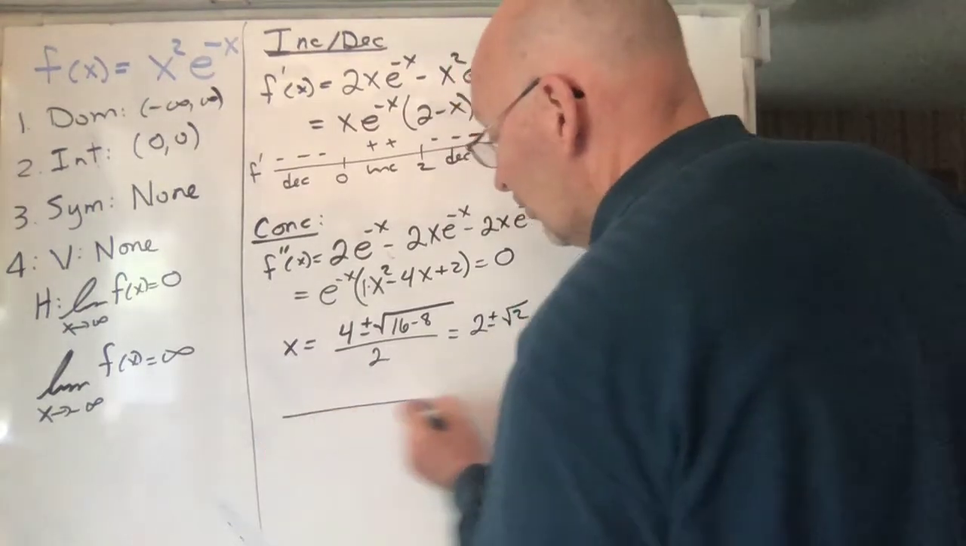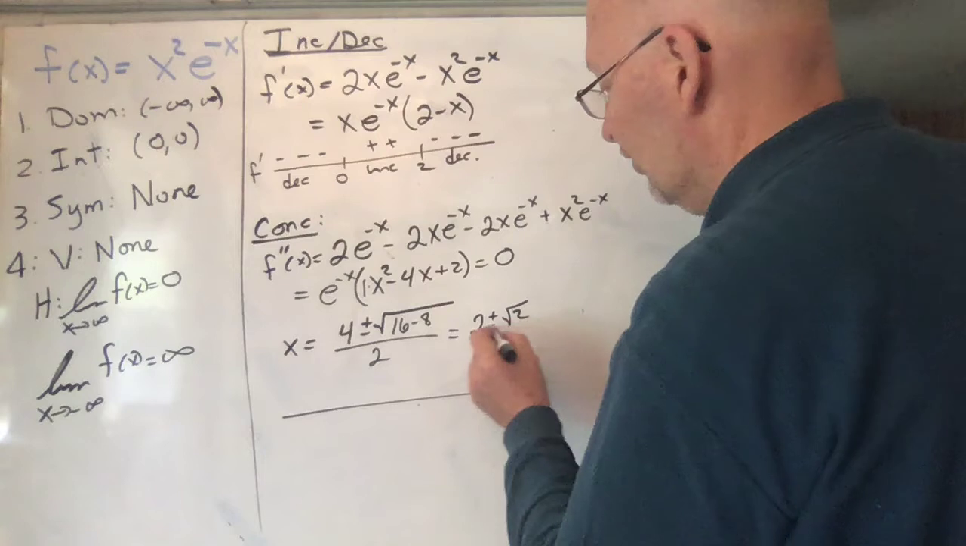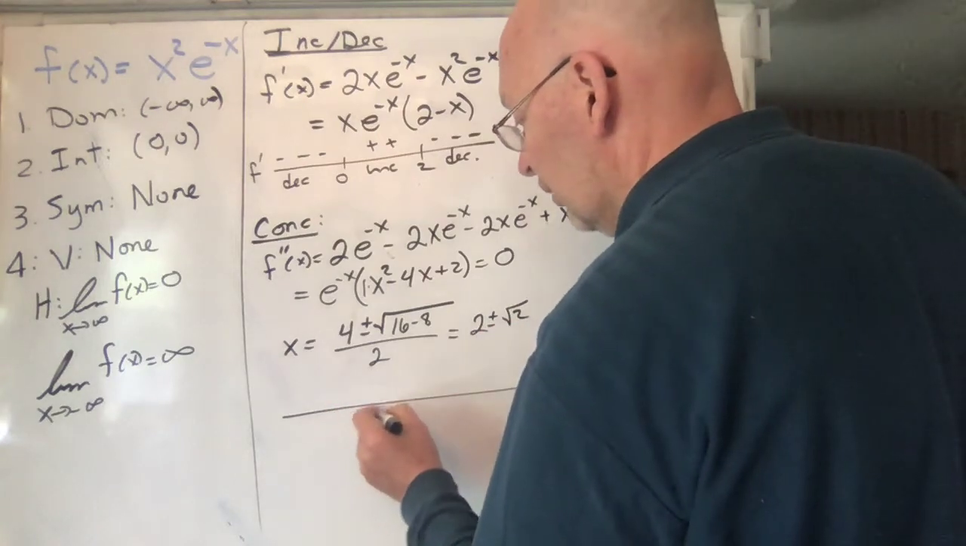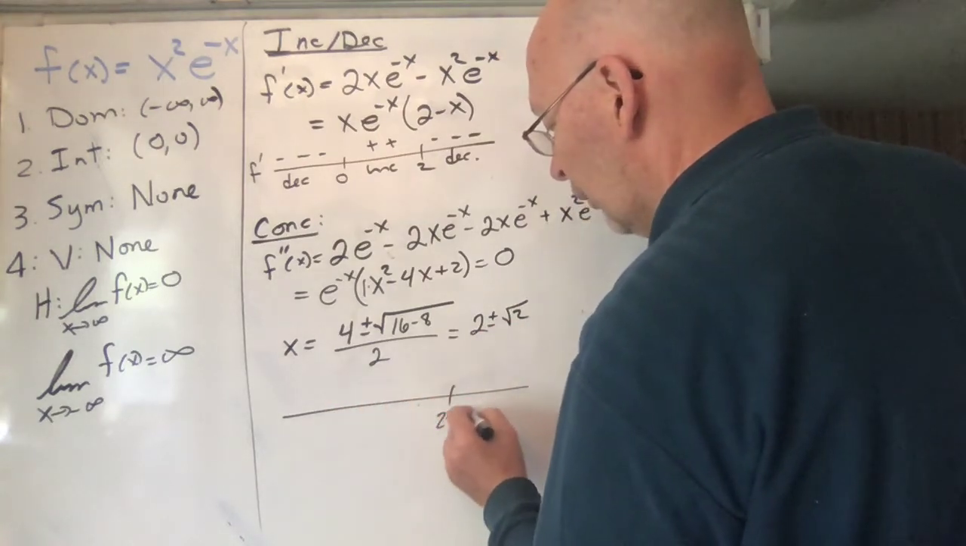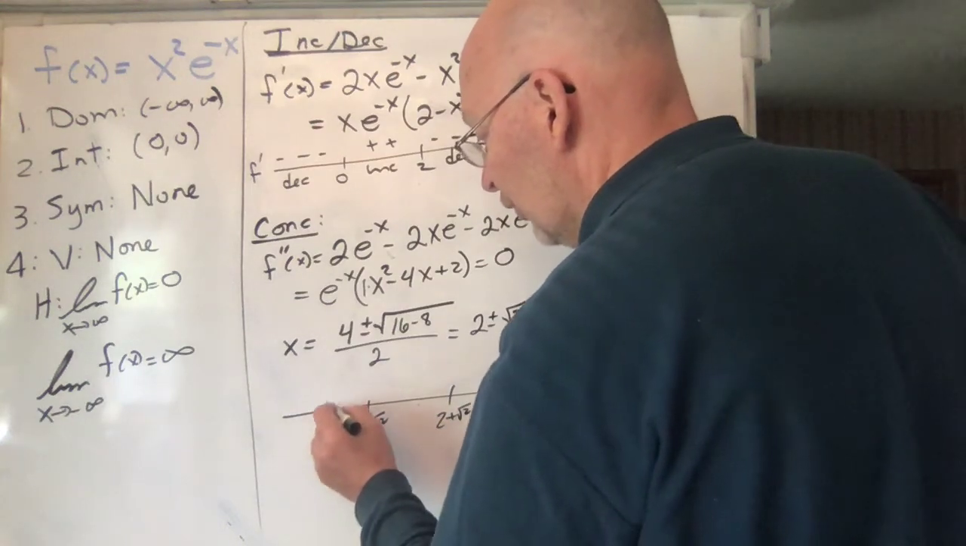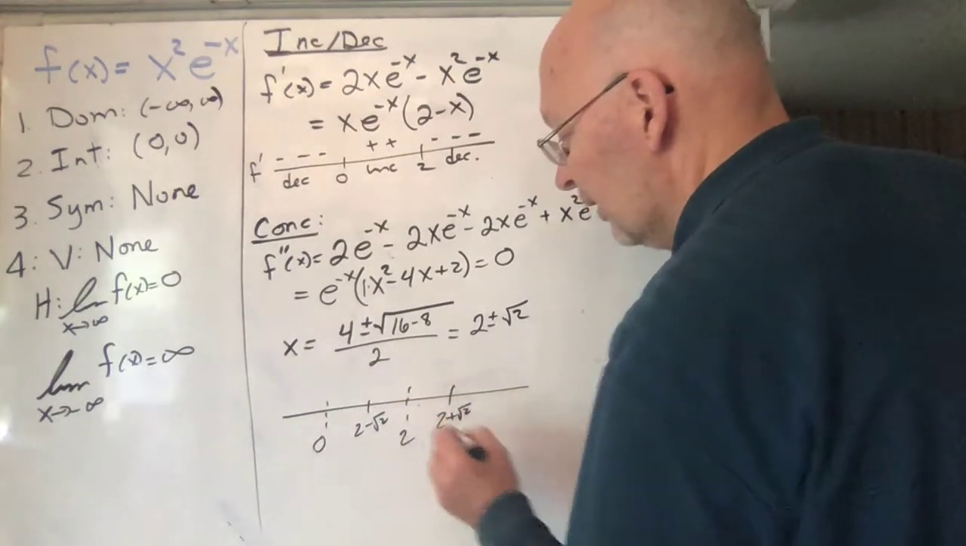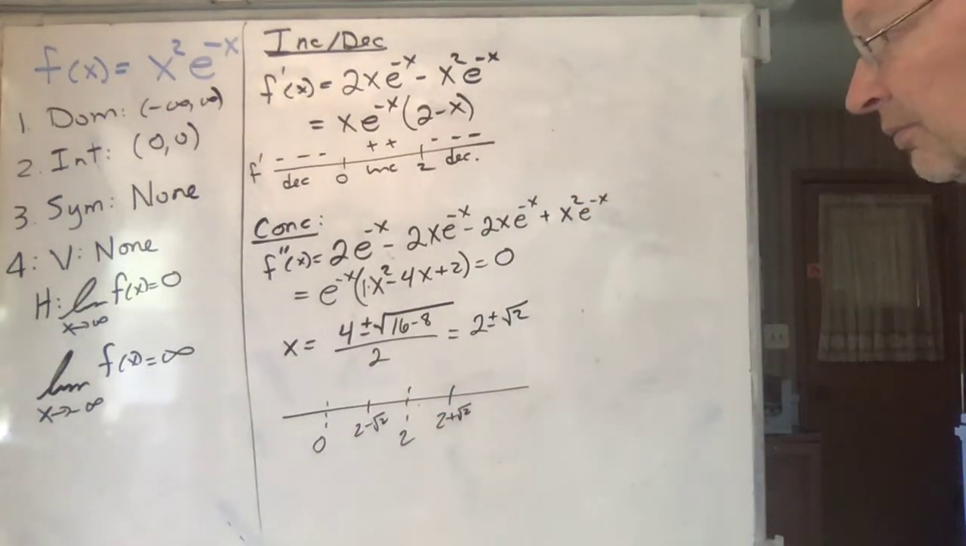Okay? So what happens? Here we have the square root of 2 is not as big as 2. So here's 2 plus the square root of 2, and here's 2 minus the square root of 2. Just for the sake of reference, there's 0 right there. Okay? 2 would obviously lie right in between these two things.